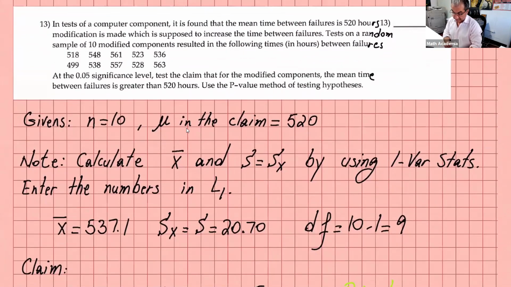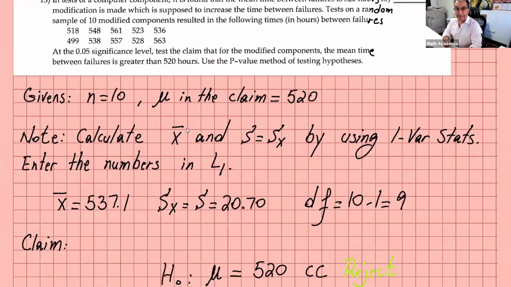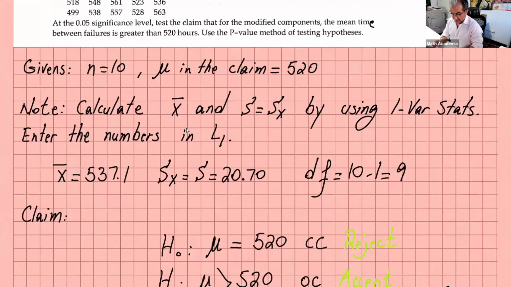So the givens are n is 10, 520. We have to calculate x bar and s. So the fastest way you can calculate that, put the numbers in L1 and go to 1-Var Stats. Just like in the beginning of the semester, you get x bar is 537.1 and Sx, which is the same thing as s, is 20.7. Degrees of freedom is 10 minus 1, which is 9.